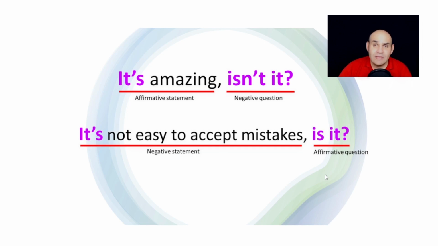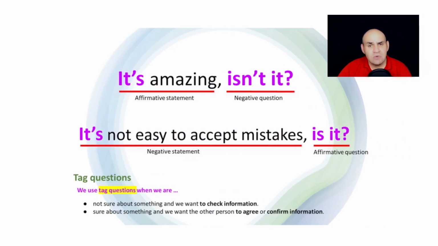So here we have tag questions. In a tag question, we have a statement which is followed by a short question called a tag. But when do we use tag questions? We use tag questions when we are not sure about something and we want to check information. Also, we use tag questions when we are sure about something and we want the other person to agree or confirm information.